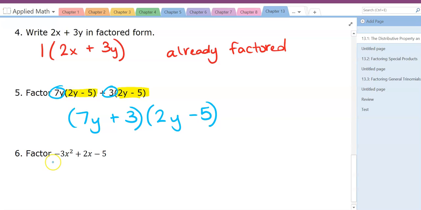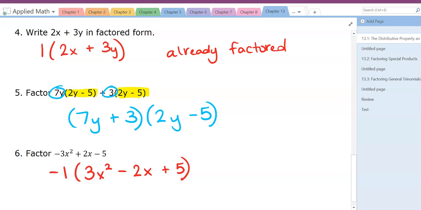Number 6, really similar to number 4. There's no number that I could take out of all 3 terms. There's no letter I could take out of all 3 terms except for like a 1. The only thing that you maybe might want to do, because that first term's negative, is take out a -1 to make the first term become positive. Again, it's going to look similar to what I did for number 4. It's just going to switch the signs of everything. Not really necessary, but it is possible to do that.